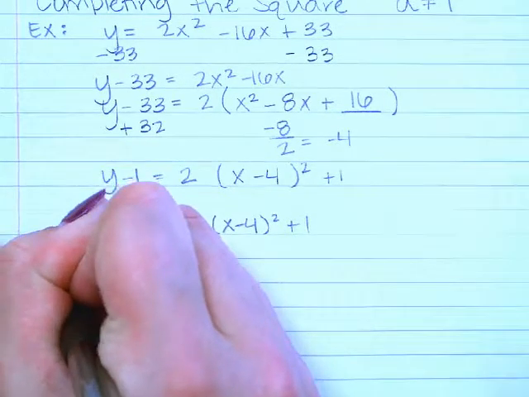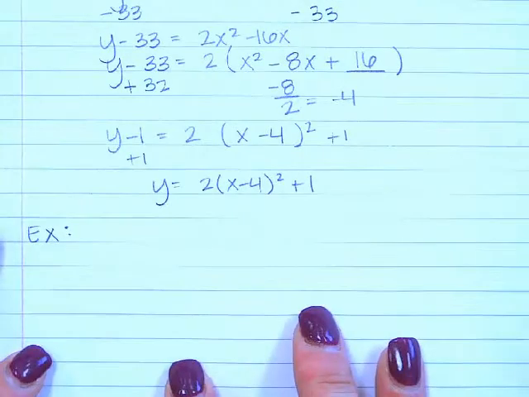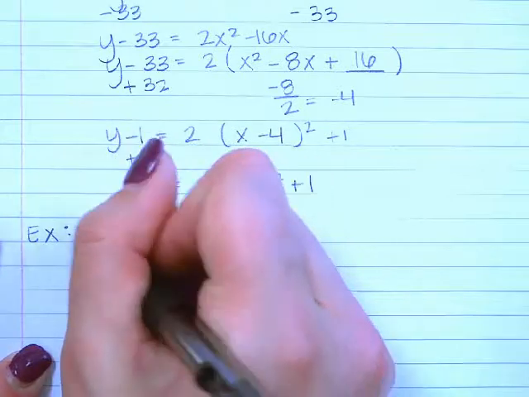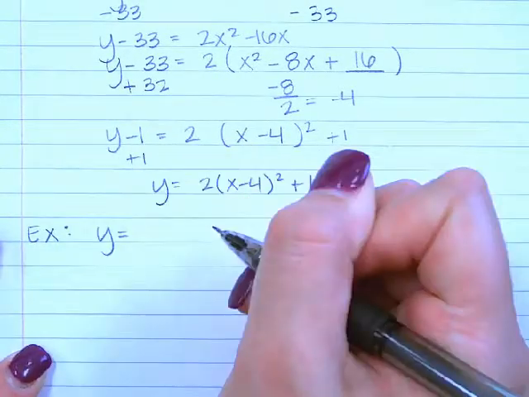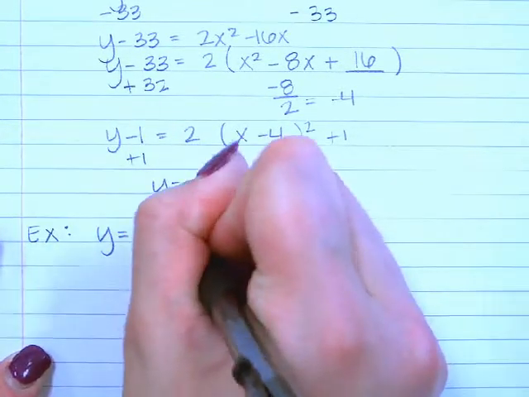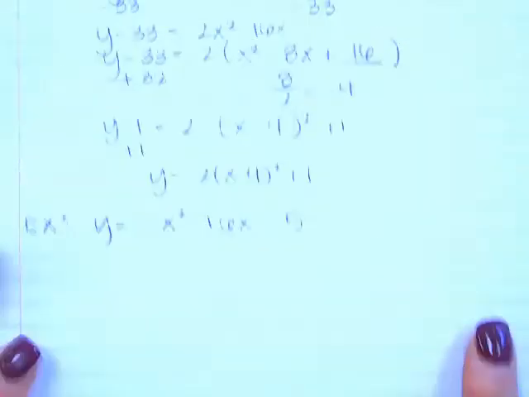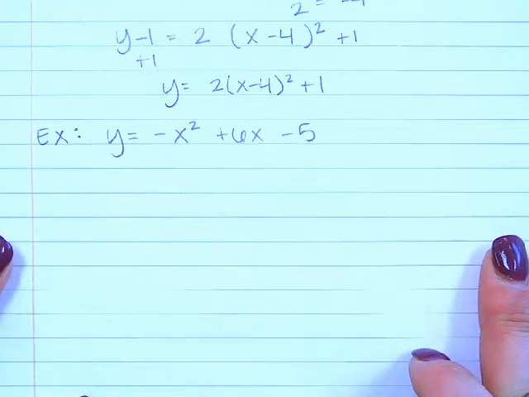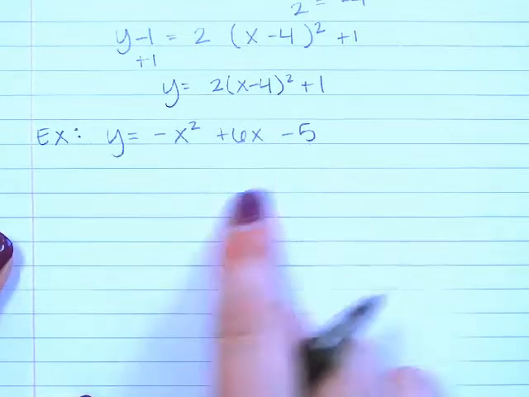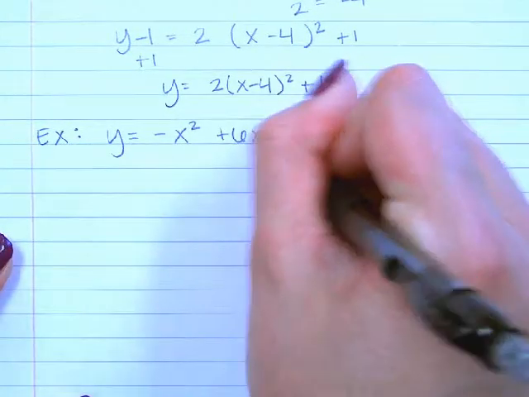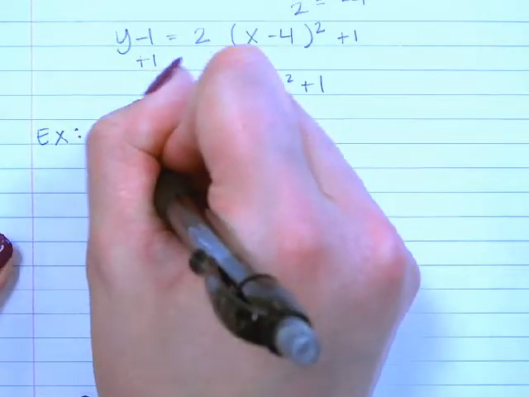All right, let's do another one. So for this one, we're going to look at what happens if you have a negative coefficient. So we have negative x squared plus 6x minus 5. Again, the first step is going to be to take that number on the end and move it over so that we can have a blank there.